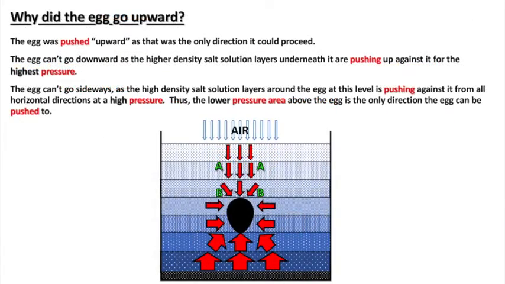Why did the egg go upward? The egg was pushed upward as that was the only direction it could proceed. The egg can't go downward as the higher density salt solution layers underneath it are pushing up against it for the highest pressure. The egg can't go sideways as the high density salt solution layers around the egg at this level are pushing against it from all horizontal directions at a high pressure. Thus, the lower pressure area above the egg is the only direction the egg can be pushed to.